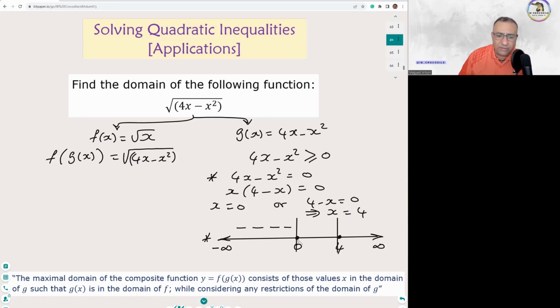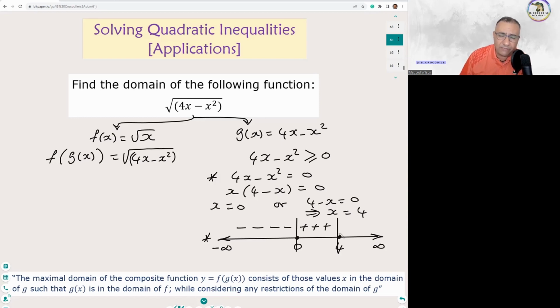And then let's pick a value between 0 and 4, let's say 2. If you put x equal 2 here, 4 times 2 is 8, 8 minus 2 to the power 2, which is 4, so 8 minus 4 is 4, which is positive. I don't care about the result, I care about the sign.